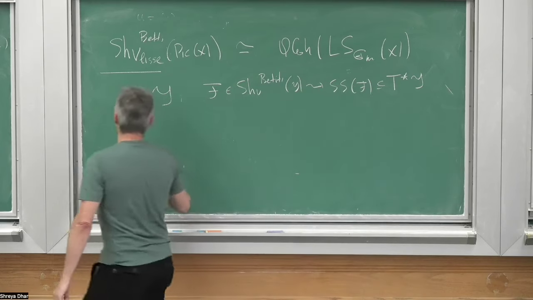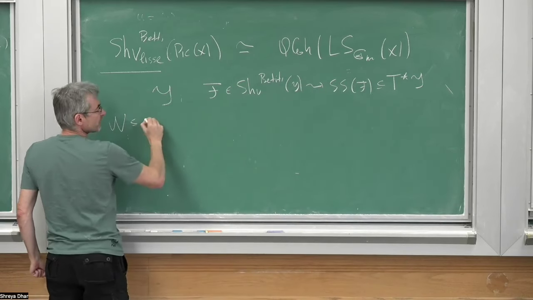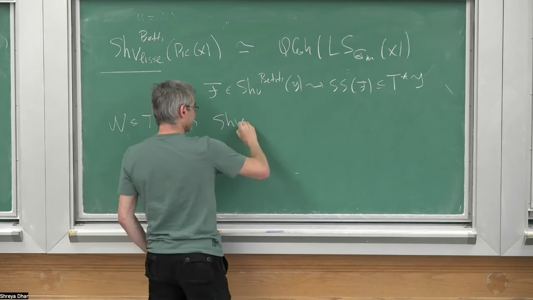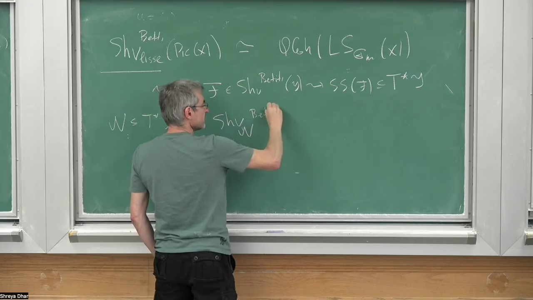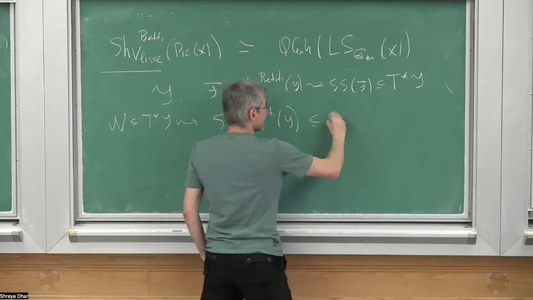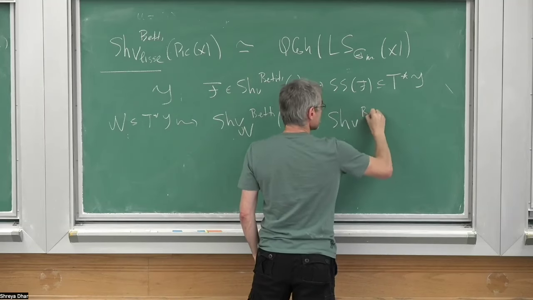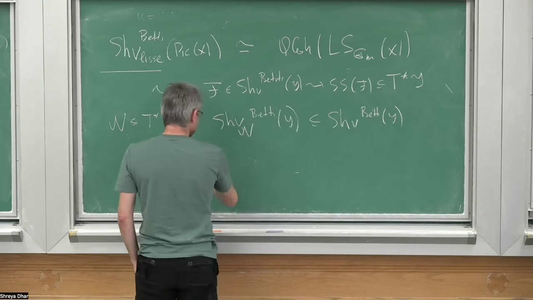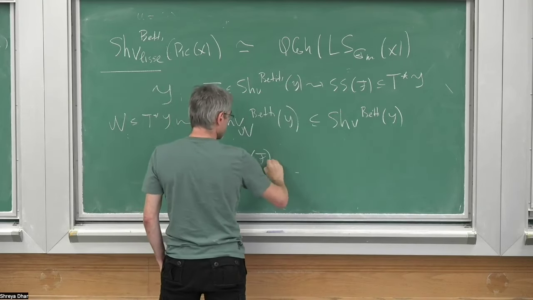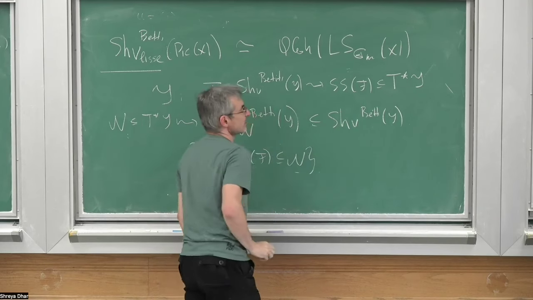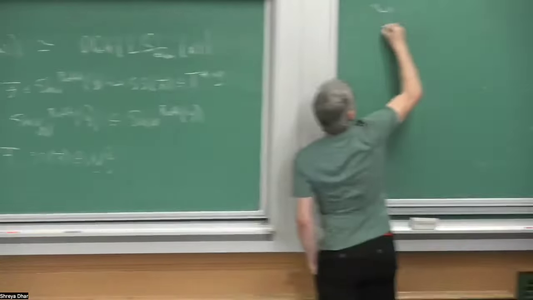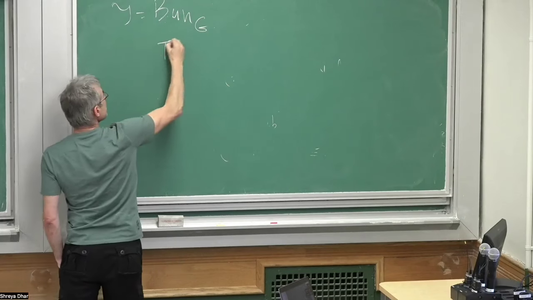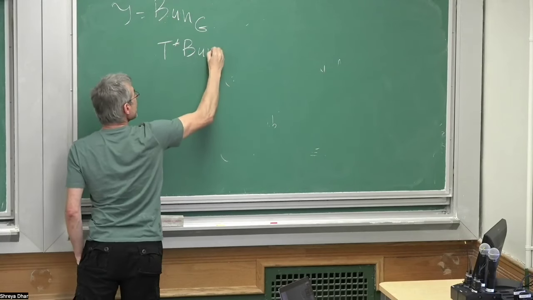And vice versa, you fix a subset M in the cotangent bundle, and you can attach to it the full subcategory inside Betti sheaves consisting of those F such that their singular support is contained in M. So in our case, Y is Bun_G. And so then we have to look at what is T* Bun_G.